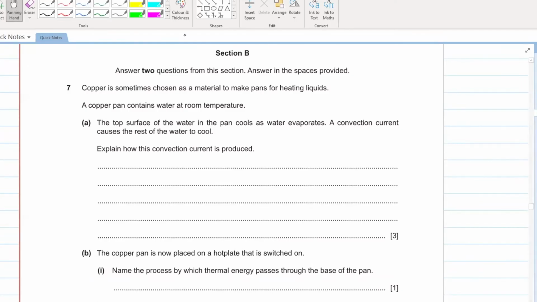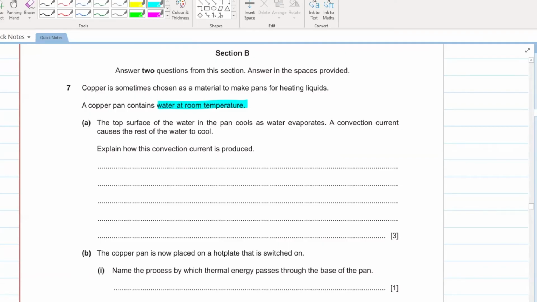A copper pan contains water at room temperature. The top surface of the water in the pan cools as the water evaporates. A convection current causes the rest of the water to cool. Explain how this convection current is produced.